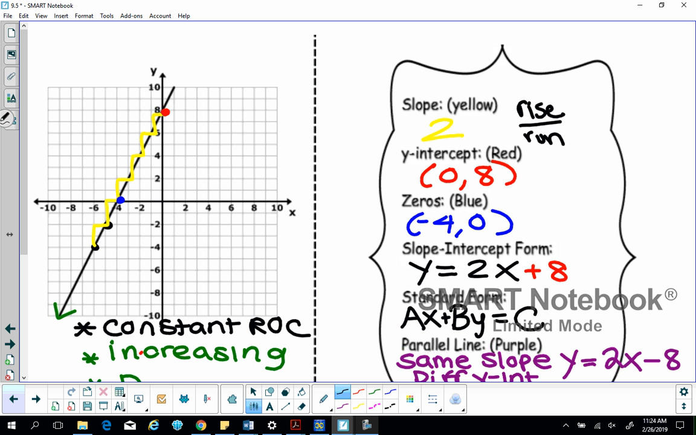So write that down. I forgot with linear. Yeah. So no matter what interval I ask you to find, it's always going to be 2.